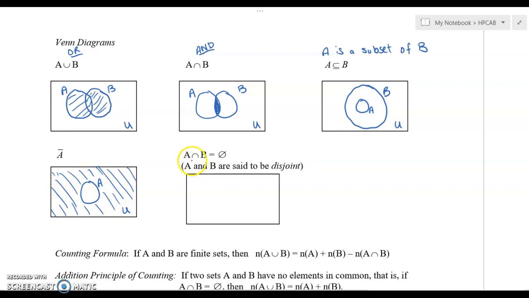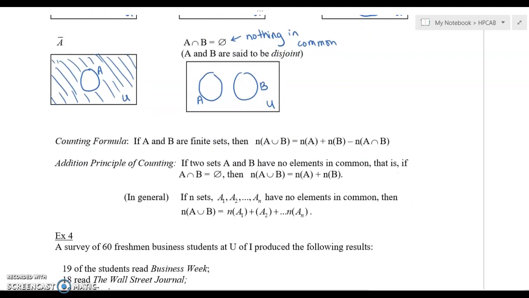If you have something like this where A intersect B is the null set, this means that they have nothing in common. There is nothing that they both contain. So when you draw this out, you've got your universal set, and they have nothing in common, which means that they don't overlap at all. So you've got A over here and B over here, and they're just separated.